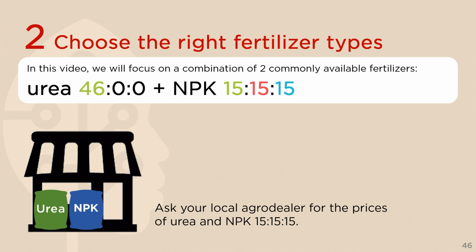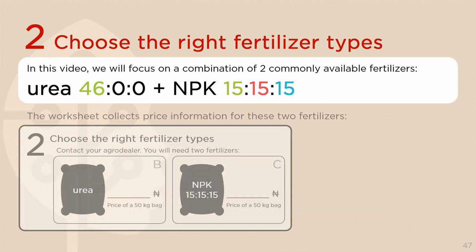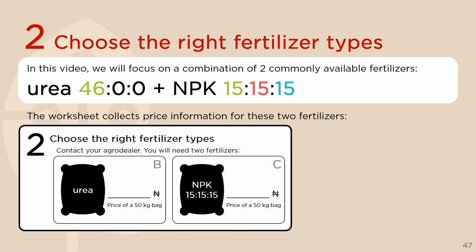You can find out the price of urea and NPK 15-15-15 from your local agro dealer. In the farmer's worksheet, Box B and C are fields for entering the price of 2 fertilizers. You will need this later to check the profitability of fertilizer use. As an example, let's assume urea fertilizer costs 7,000 naira per bag of 50 kg and NPK 15-15-15 costs 8,000 naira per bag of 50 kg.